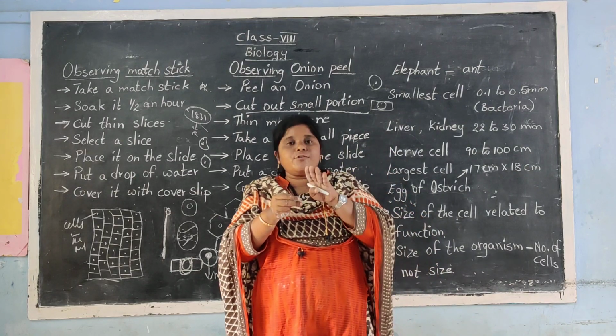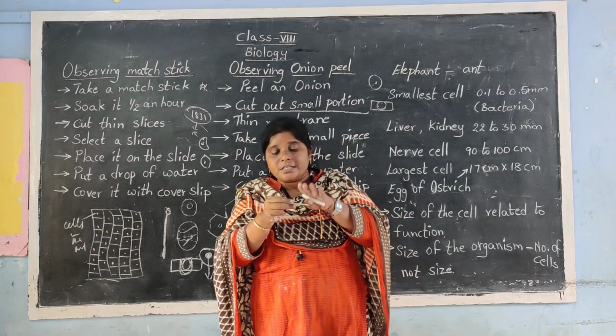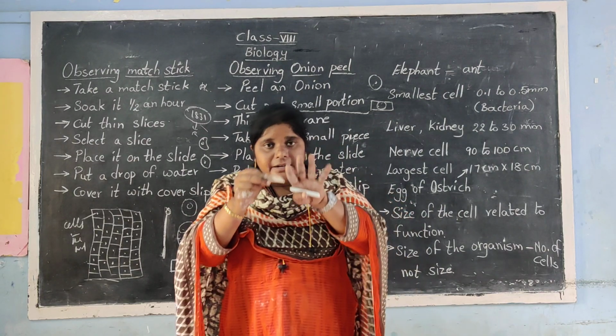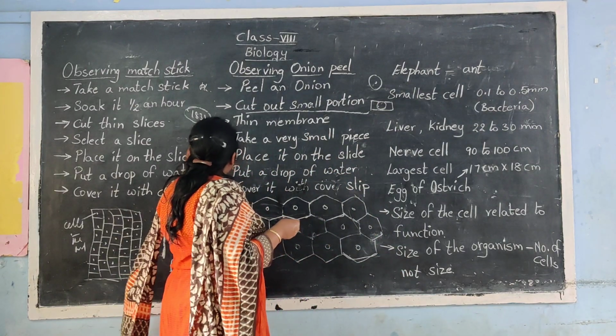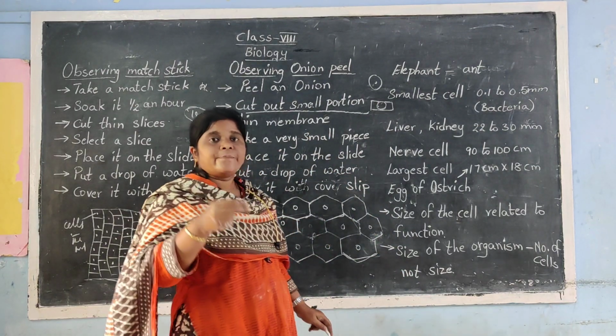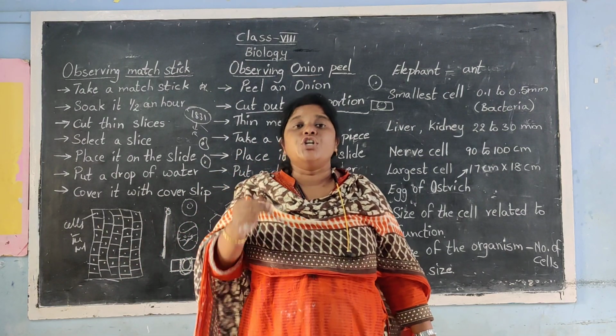After waiting for 2 or 3 minutes, you have to remove the excess stain, cover it with a cover slip and observe under a microscope. You can find a dark staining body in the midst of the cell. The midst of the cell, that is called the nucleus.